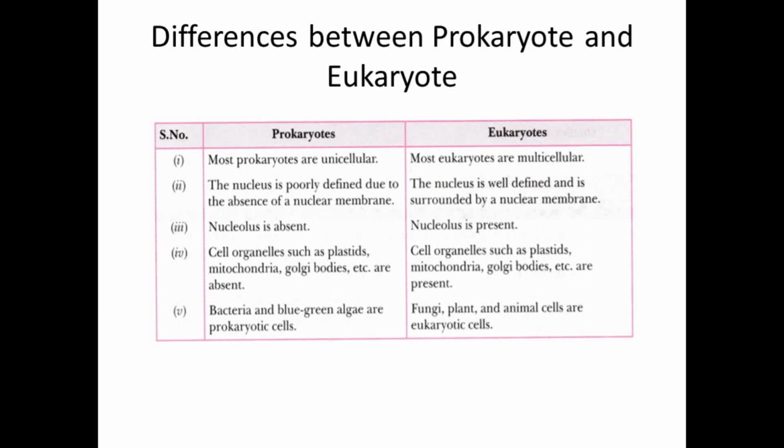Coming to the cell organelles: in prokaryotes, organelles such as plastids, mitochondria, Golgi bodies, etc. are absent. But in eukaryotes, organelles such as plastids, mitochondria, Golgi bodies, etc. are present. Examples of prokaryotes include bacteria, blue-green algae, etc. Eukaryotic cells include fungi, plant and animal cells. Now we will study the next basic component of the cell, the cytoplasm, in the coming session.